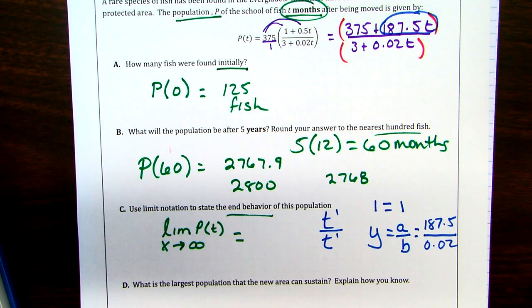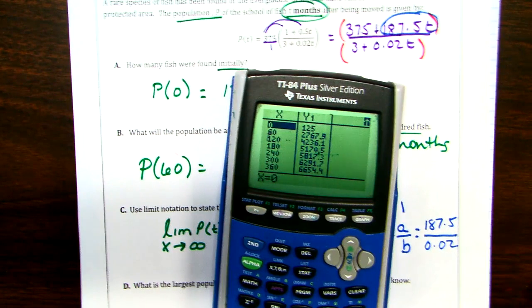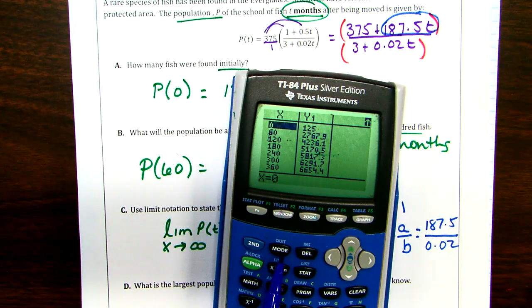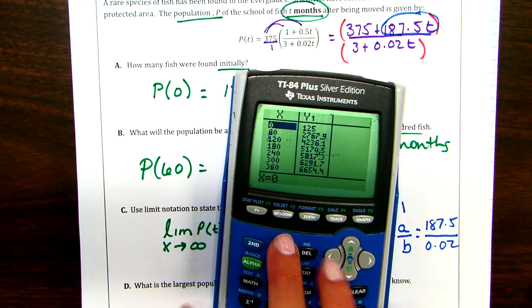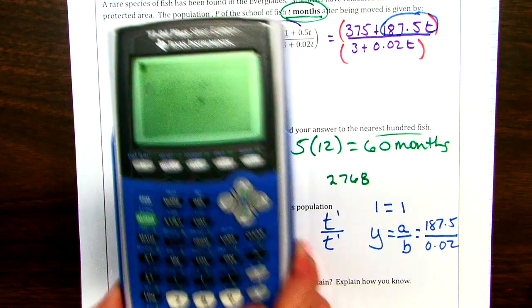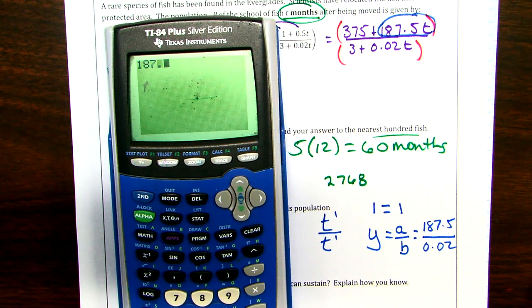Divide them. Yeah. So anytime you feel like you can't get out of somewhere in the calculator, you can always use your second quit right next to each other. That always brings you back to the home screen. Okay? So 187.5 divided by 0.02 gets us a horizontal asymptote of this.